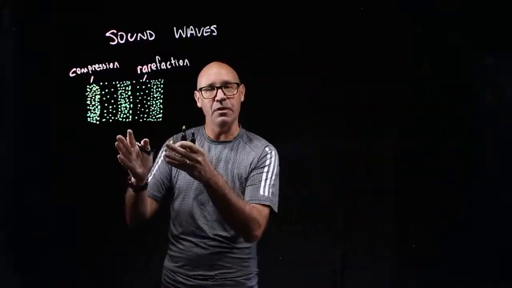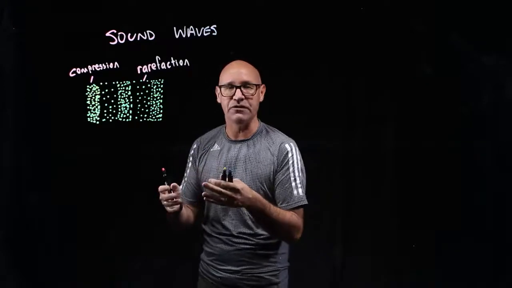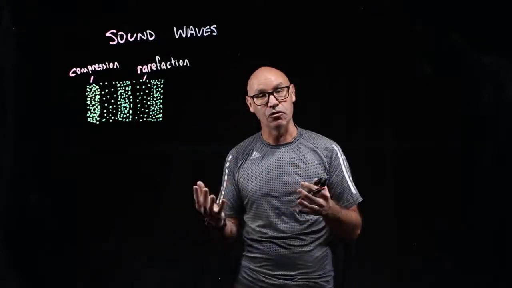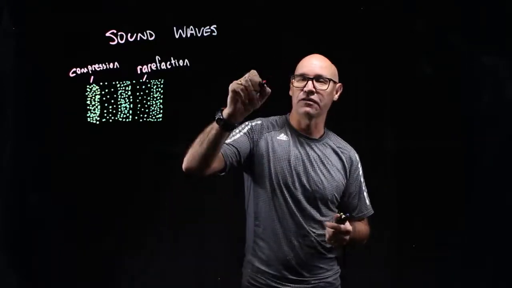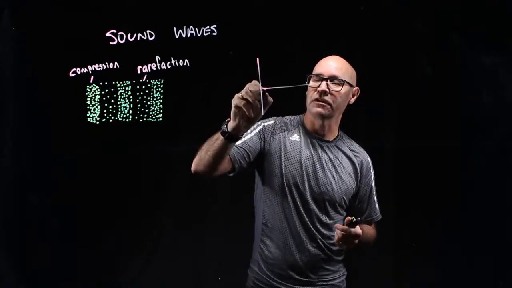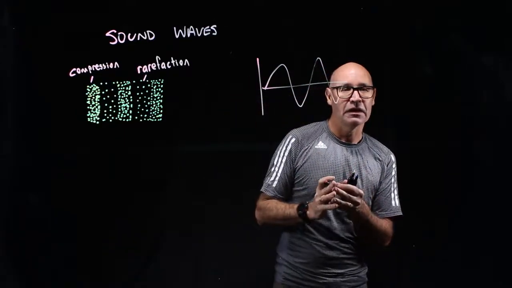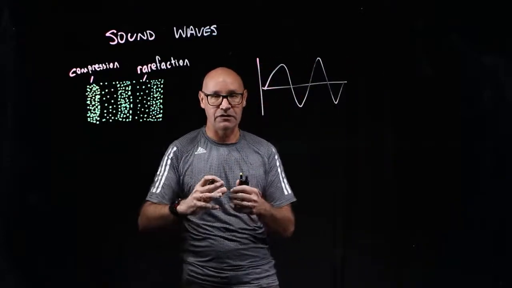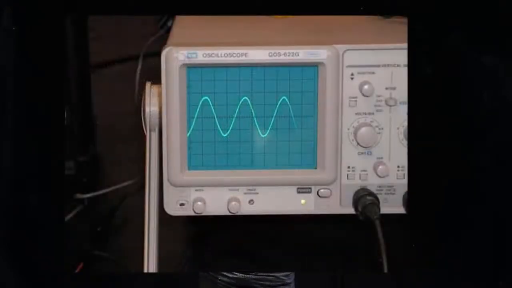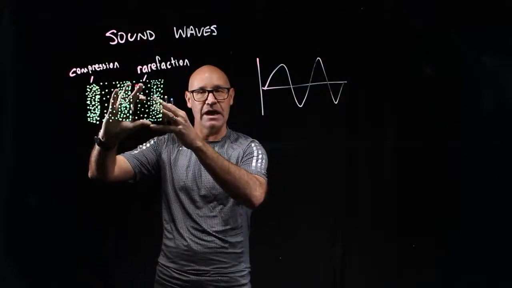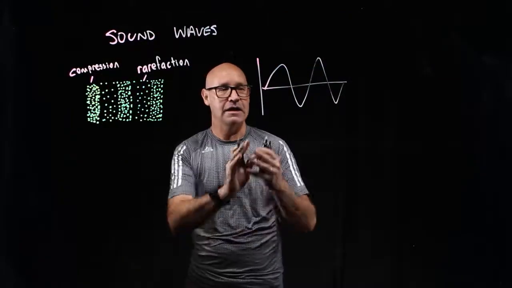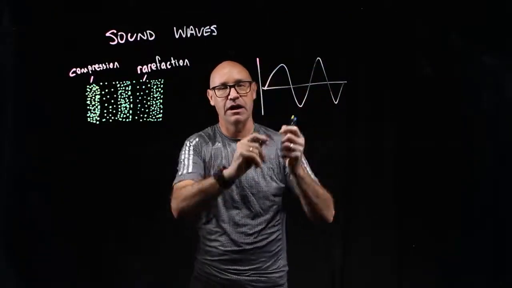Now, sound waves are often represented to look like our typical transverse wave like this, because it's easier for us to look at the properties. It's easier for us to visualize it, say, on an oscilloscope. So I'm going to show you how this translates to a wave diagram like this.